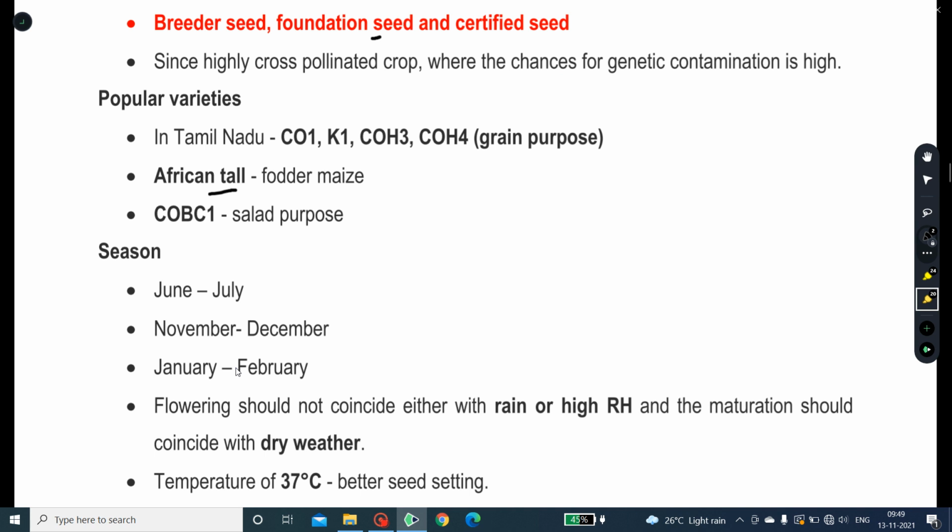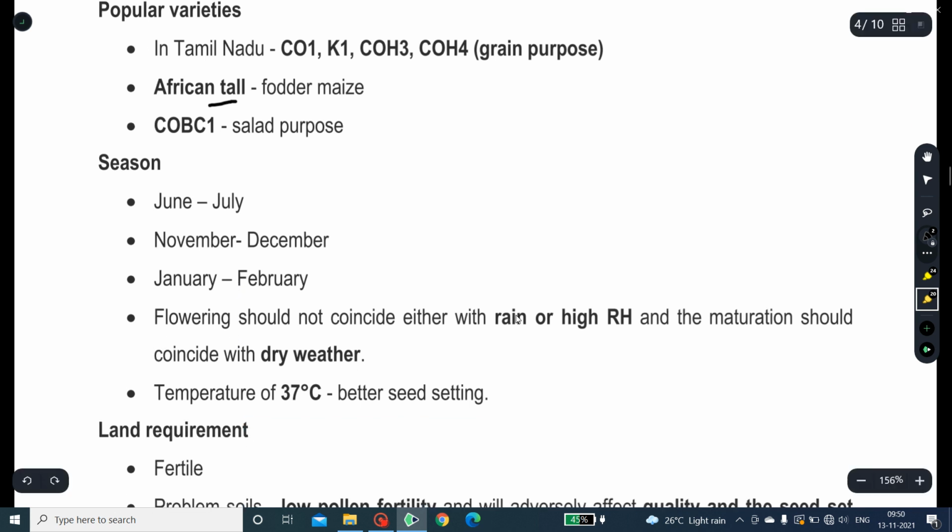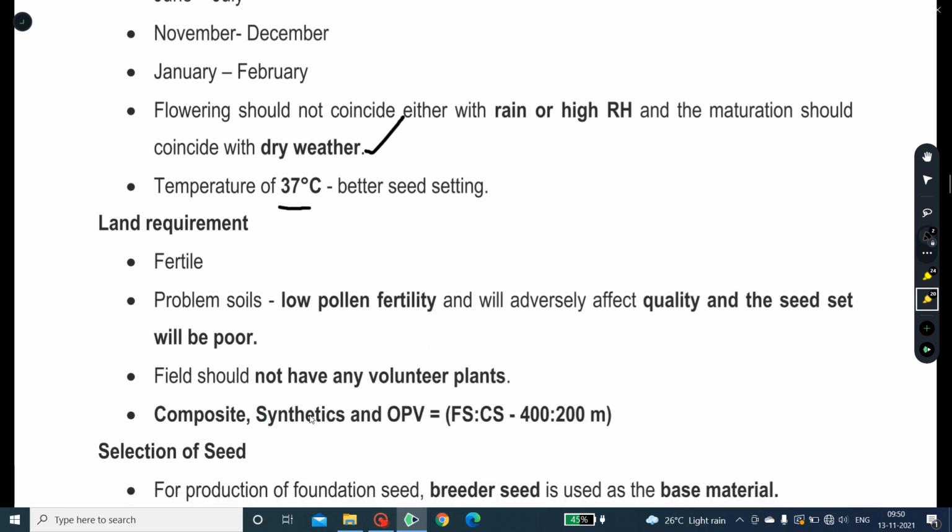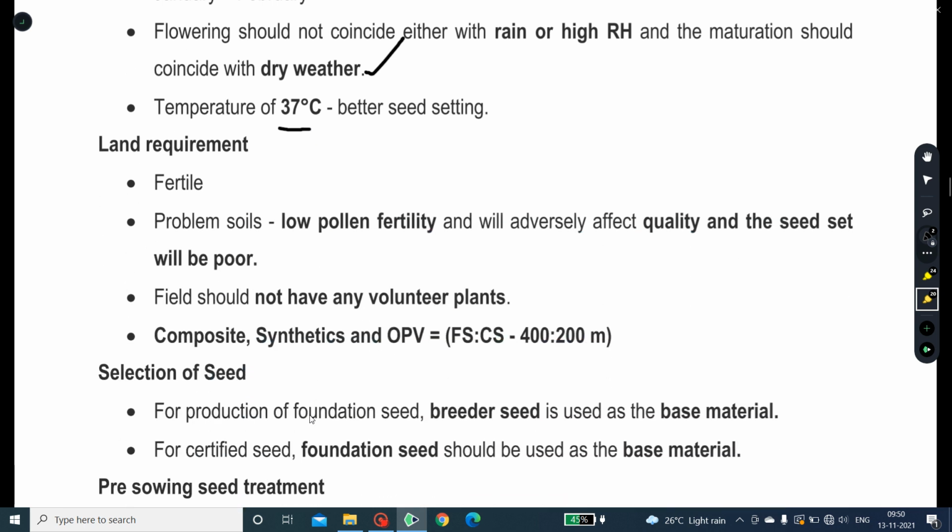And here the flowering should not coincide with either rain or high pH, and the maturation should coincide with dry weather only. The temperature of 37 degrees Celsius is favorable for better seed setting. The land required for open pollinated varieties, composites and synthetics should be fertile, and problem soils will lead to low pollen fertility and ultimately affect the quality, and the seed set will be poor.